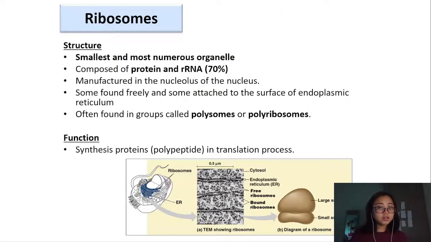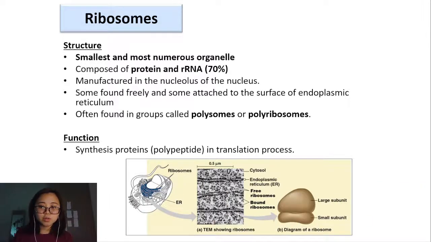And I am moving on to the next organelle. So the next organelle that we'll talk about is ribosomes. Ribosomes are the smallest and most numerous organelle. They are composed of protein and rRNA. Dia terdiri daripada 70% rRNA dan selebihnya terdiri daripada protein. So these are manufactured in the nucleolus of the nucleus. Okay, ribosomes are created in the nucleolus.